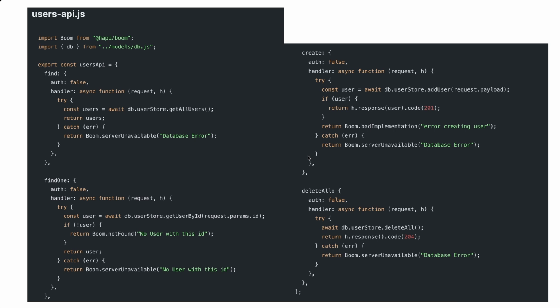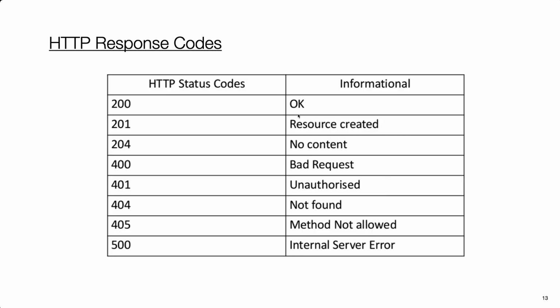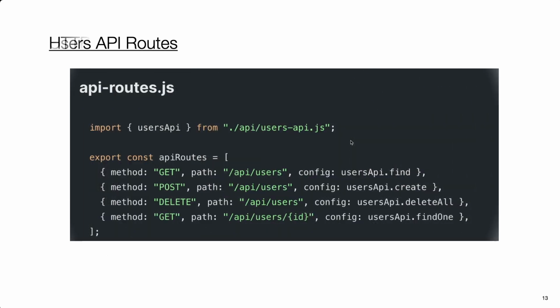A 201 is what we're passing here. This is for the create. According to our table, what does 201 mean? Resource created. So that's the interpretation of the HTTP code semantics.